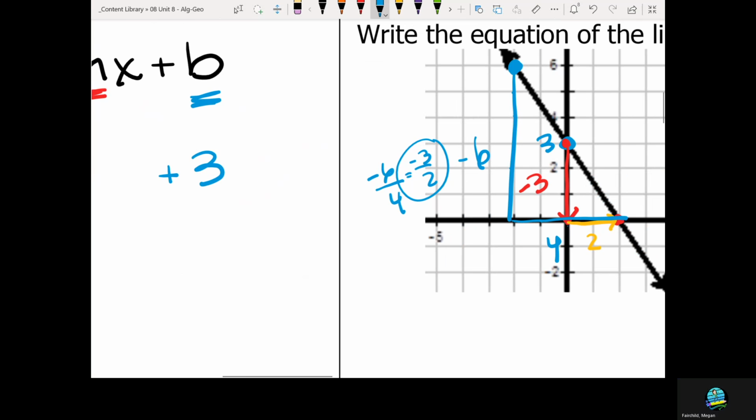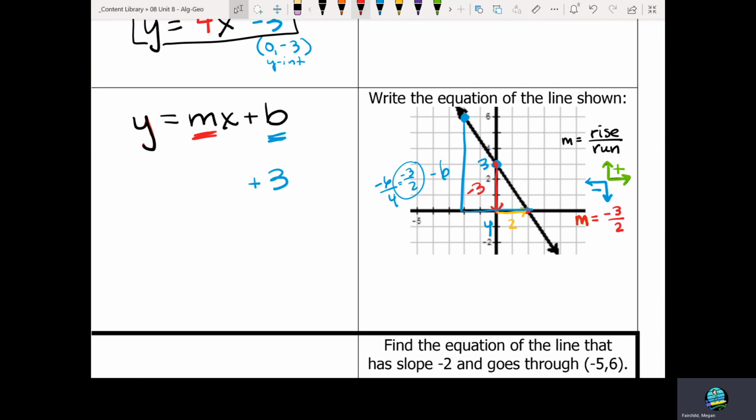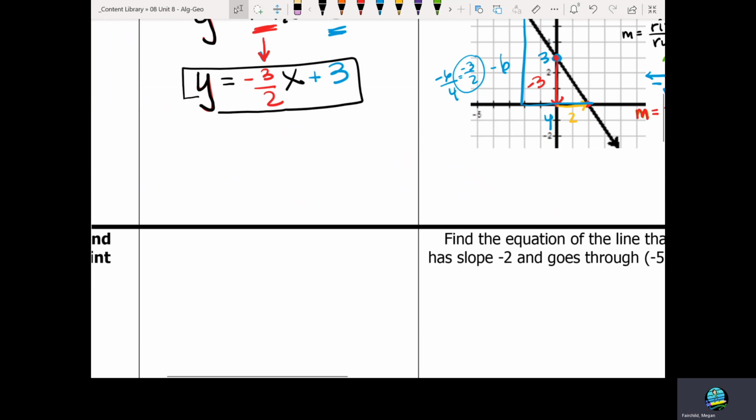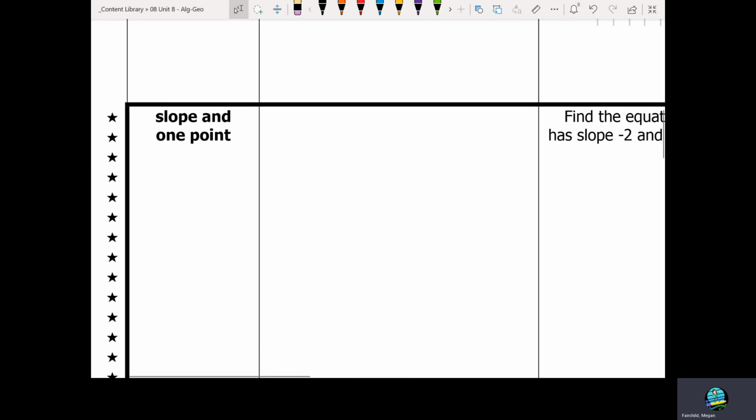So back to our equation. We now have our slope, which is -3/2. And then again, we write our y, we write our x, and we have our equation. Questions? Okay. Next one is, what if we don't have the graph?